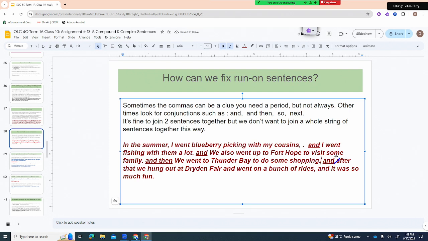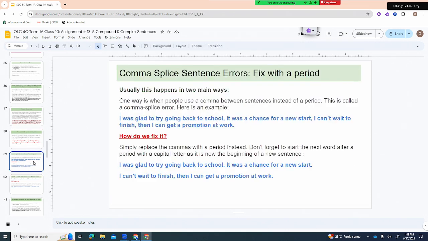But all of a sudden, I've turned that one long sentence into here's one sentence, 2, 3, 4, 5, probably at least 6 or 7 sentences. This is an easy way to fix a run-on sentence, okay? It doesn't really take too long. The other really common one is a comma splice sentence.